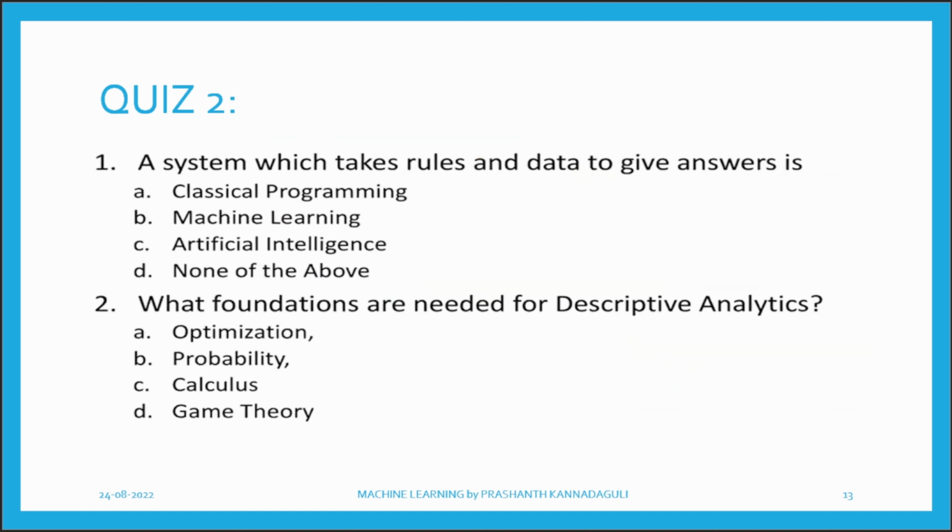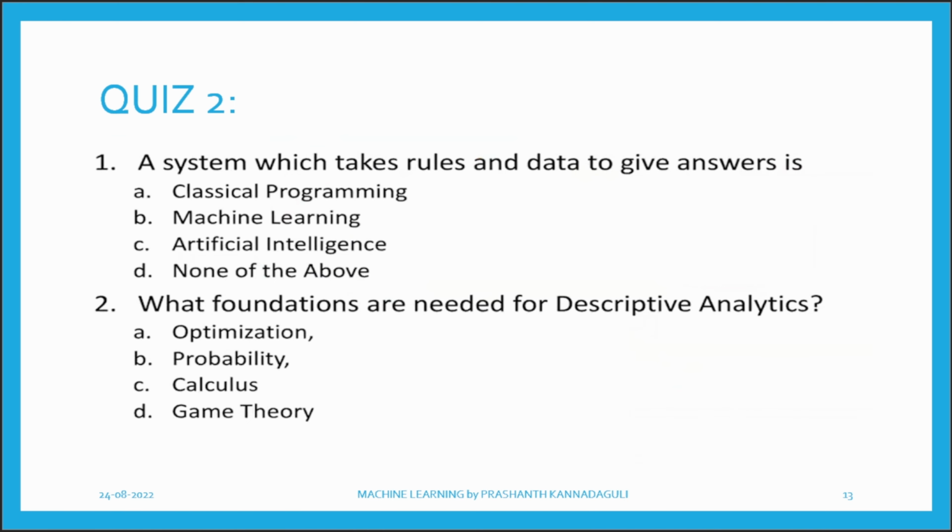All right, so we have all the answers with us. So yes, it's the correct answer. I think all of you have given the right answer. A system which takes rules and data to give answers is called classical programming. And what are the foundations needed for descriptive analysis? You want to describe something, which means yes, you have to know the concepts of probability too. All right, fantastic. Okay, let's proceed further.